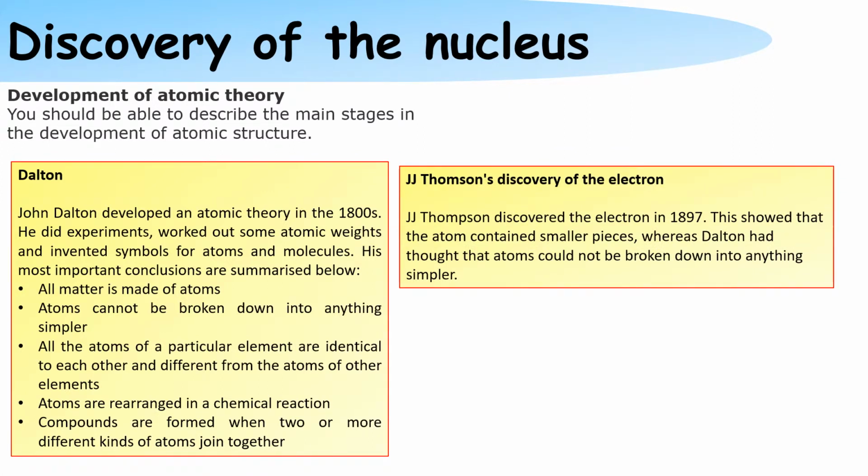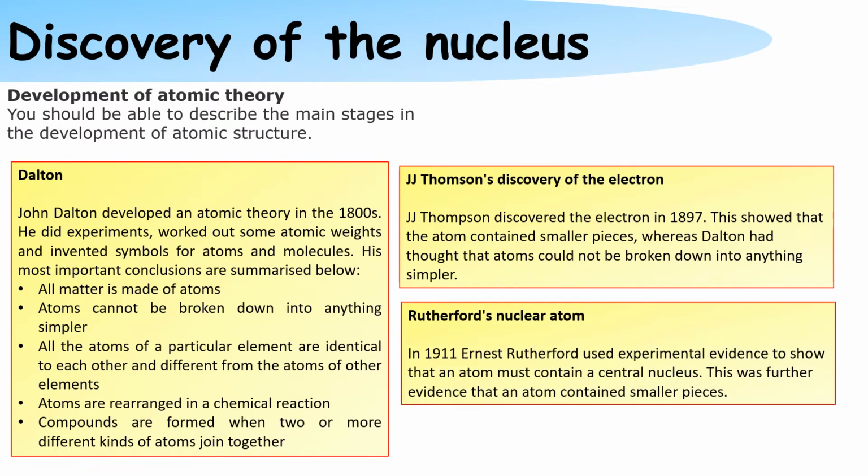Thomson discovered the electron in 1897. This showed that the atom contained smaller pieces, whereas Dalton thought that the atom could not be broken down into anything smaller. Rutherford in 1911 used experimental evidence to show that an atom must contain a central nucleus. This was further evidence that an atom contained smaller pieces.